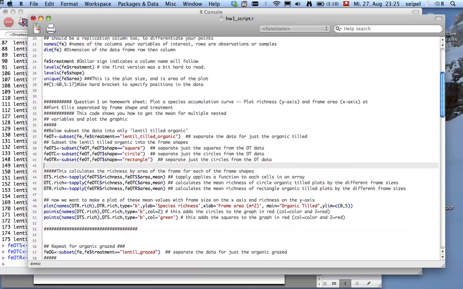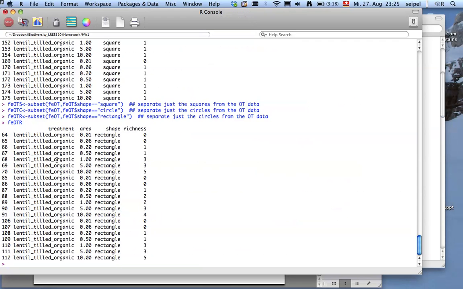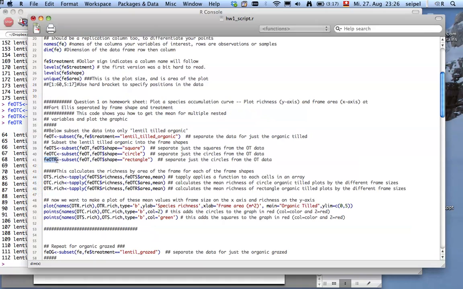So now I have all these separated by each of the individual treatments. Now I can see lentil tilled organic, I have the area, I can see the shape, and I can see the richness. Now we need to calculate a mean for each one of these. We need one number for each one of the areas.